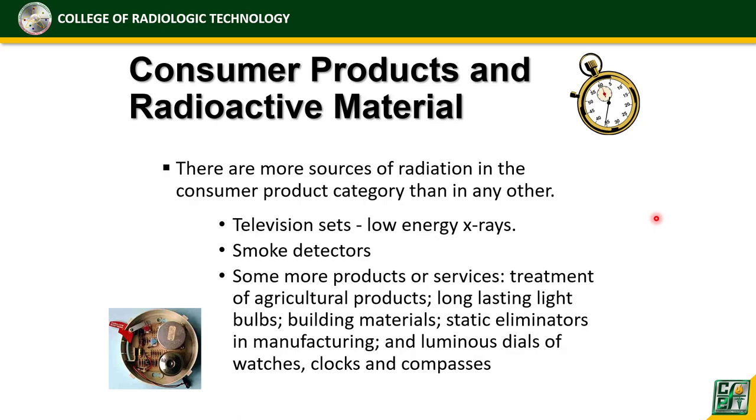Then smoke detectors. Yes. Smoke detectors. Meron siyang uranium-238. Okay. Yung mga smoke detectors merong small amount of uranium-238. And then some products or services, treatment of agricultural products. Okay, long-lasting light bulbs, etc. So, lahat yan ay may kanya-kanyang bilang ng artificially made or man-made radiation. Okay? Yung mga glow in the dark. Okay, so meron siyang radiation.